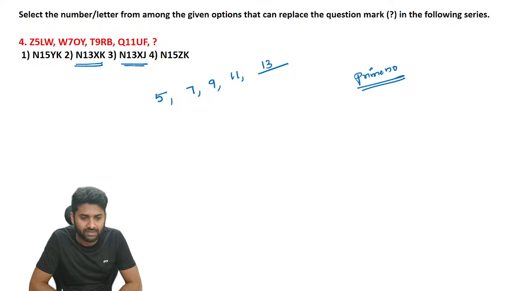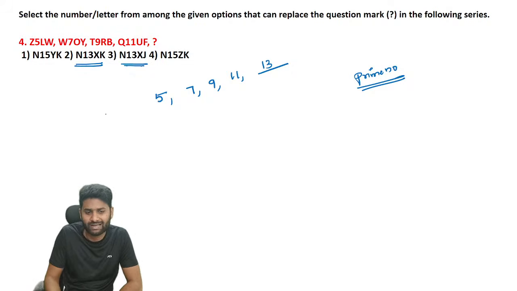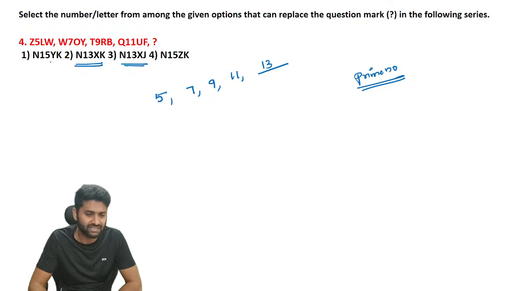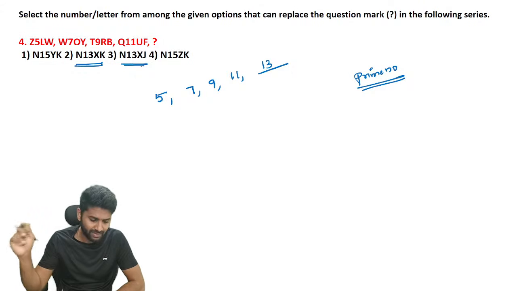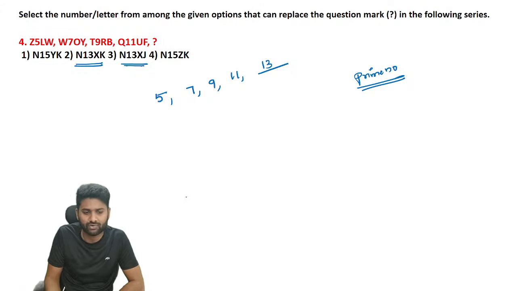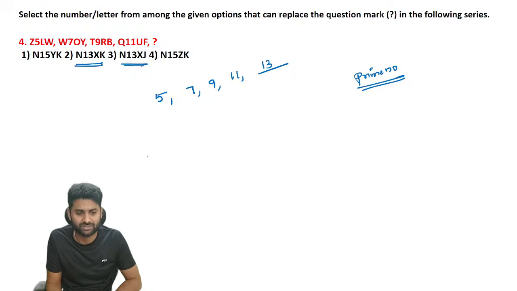If you observe here, the last alphabetical is different, so verify the logic in the last position. Don't go with the first, second, third. It's a time waste. We already got the number. If you compare second and third options, N is common, 13 is common, X is common. There is one element that differs, so identify the logic. Don't go for all the elements. It's a time waste process.